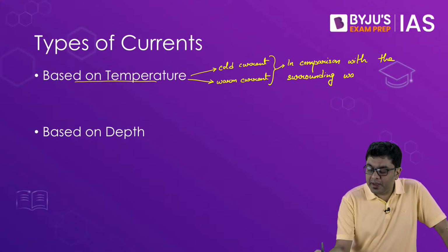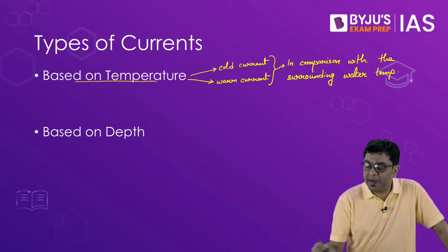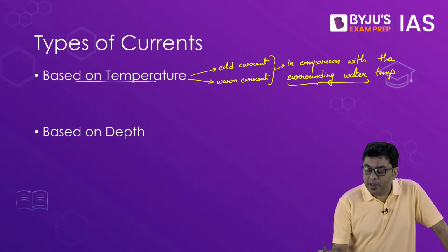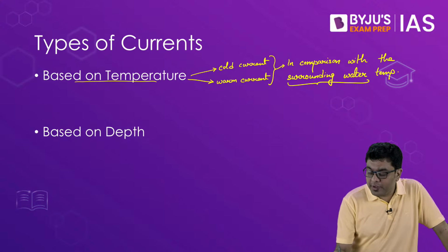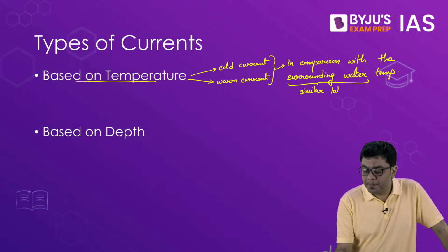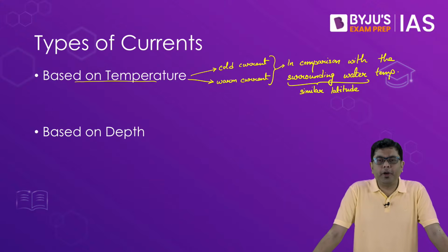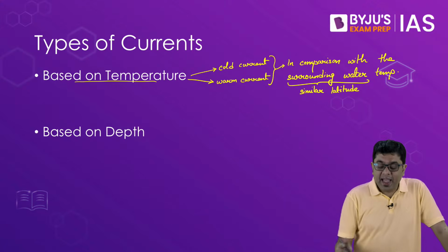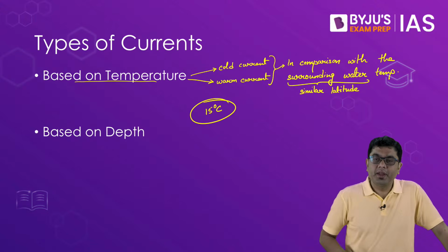Now, what do we mean by the surrounding water temperature? What do we mean by the fact of surrounding water? So here, surrounding water generally ends up signifying water found across similar latitude. So for example, let's say we take a water column or an ocean current having a temperature of 15 degrees Celsius, let us assume.